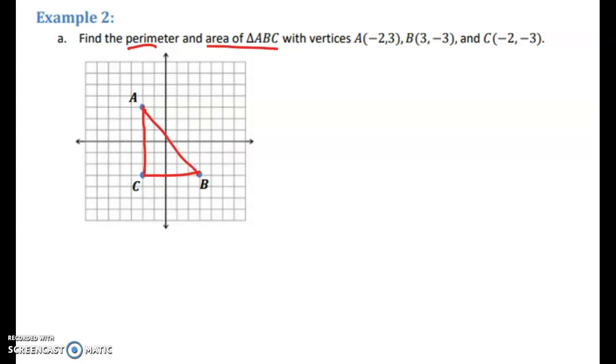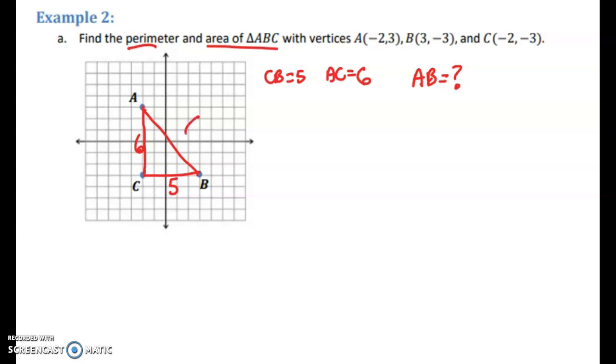Perimeter is where you just add up all the sides. So like this side down here, C to B is 1, 2, 3, 4, 5 squares. So it's 5 units. So CB is 5. AC is the left side. It is 1, 2, 3, 4, 5, 6 units. Now, I don't know how long AB is. That's the hypotenuse. I don't know how long that is.